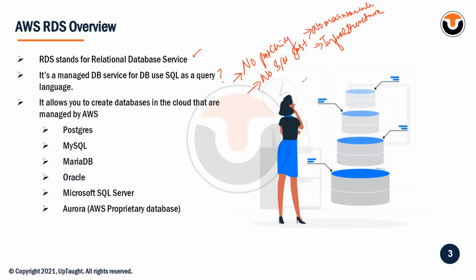So what types of databases can we create? We just talked about them: Postgres, MySQL, MariaDB, Oracle, SQL Server, and Aurora. Aurora is a proprietary database, only available in AWS, but it is compatible with both MySQL and Postgres. You can create an Aurora database that is Postgres compatible or MySQL compatible. Both you can do.